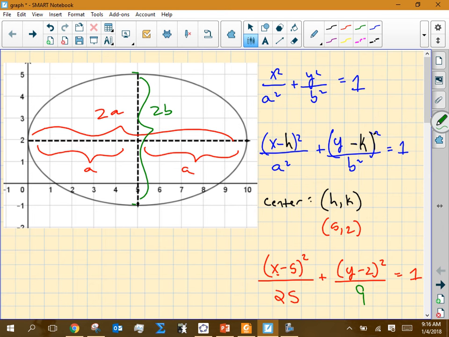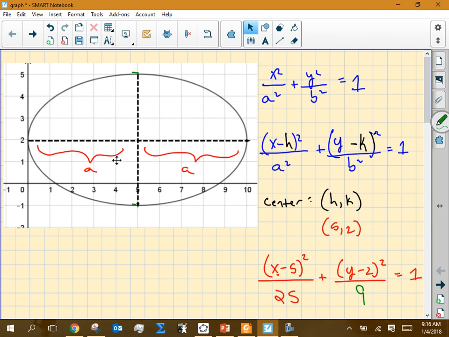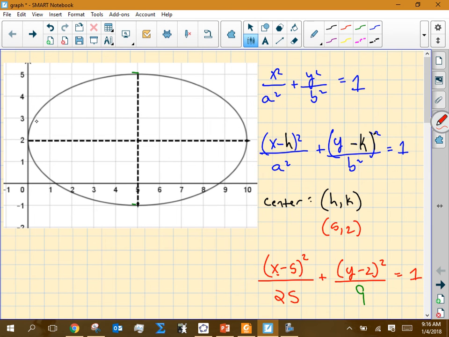Now I want to talk briefly about finding the location of the foci. Okay. So let's do that. Which axis do these things show up on? When I want to find a focus, which axis do they show up on? They show up on the major axis. So they're going to be on my horizontal axis somewhere.